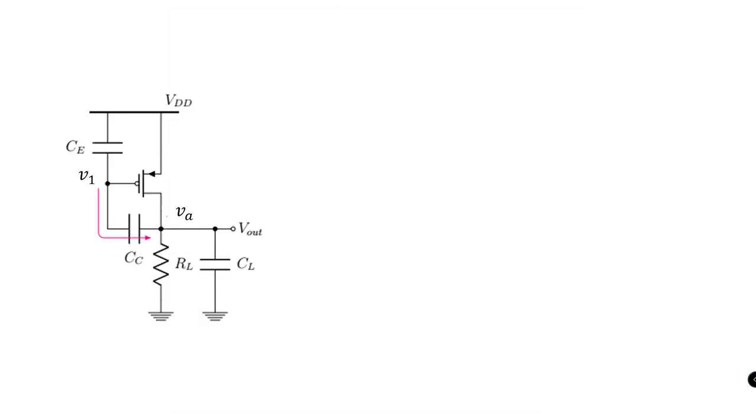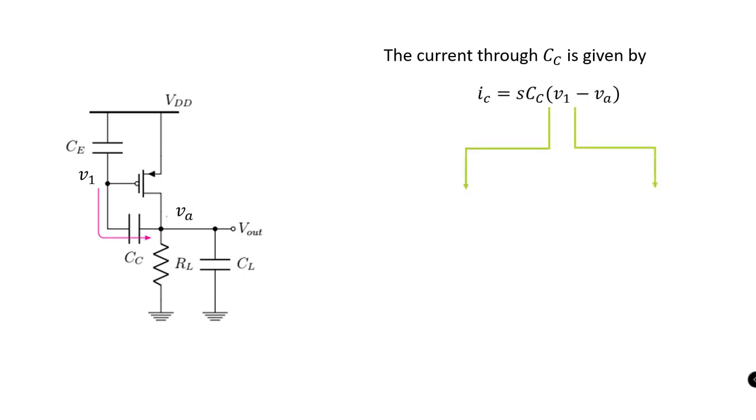To identify the origin of this 0, let's look at the current that flows through the Miller capacitance Cc, which can be expressed as something like this. This expression can be split into two components. First, the feed forward current due to node potential V1. Second, the feedback current, which is IFB, due to node potential VA.